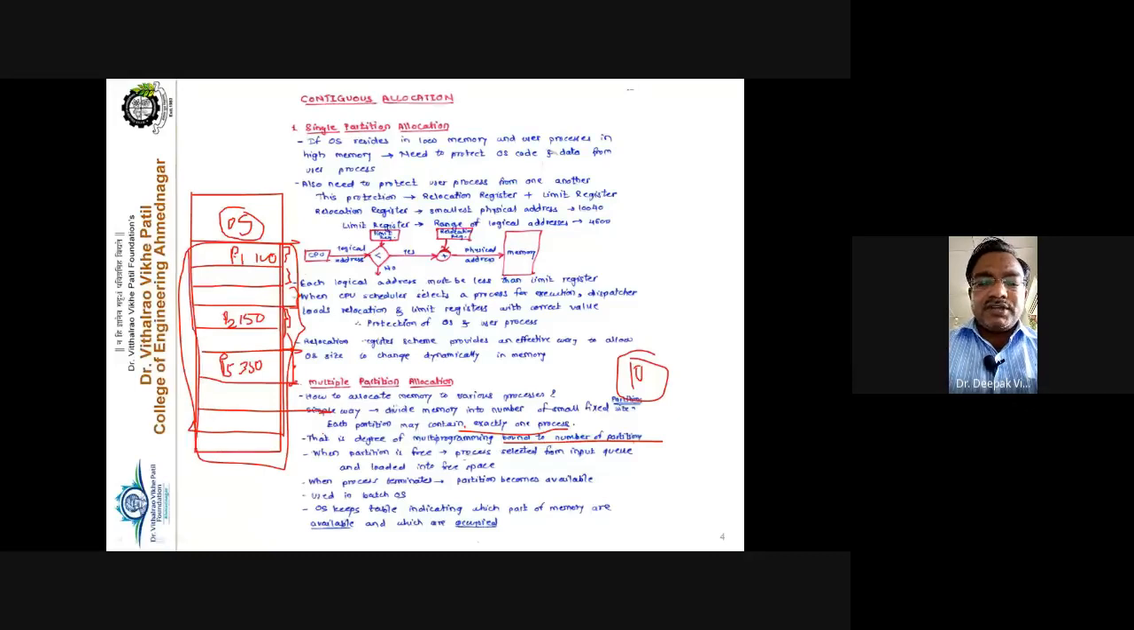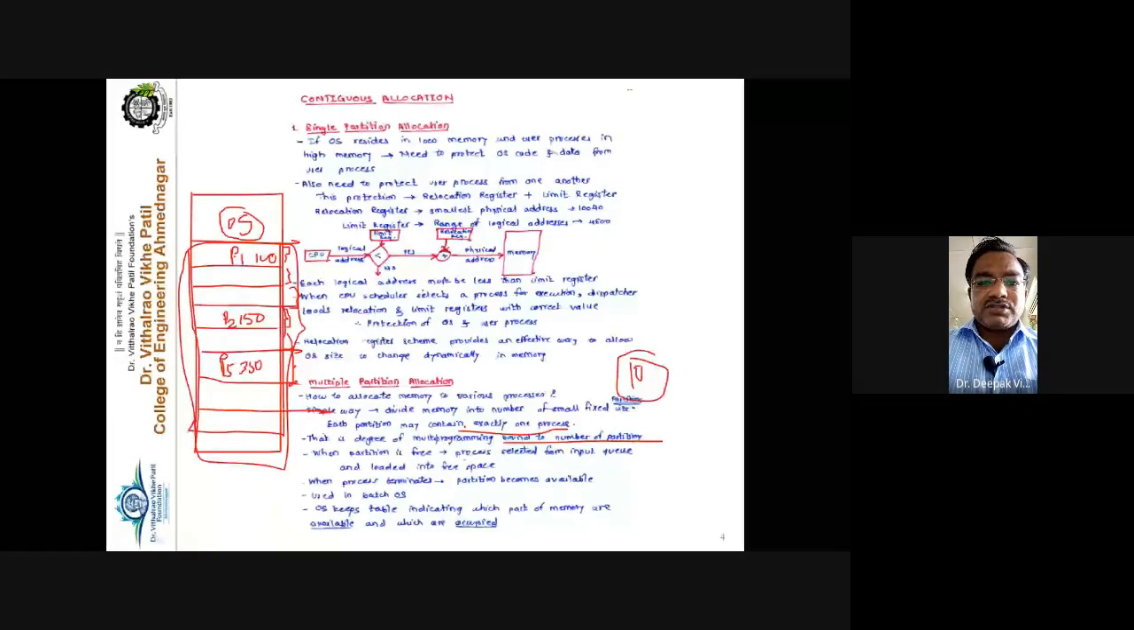Getting my point or not? If there are 10 processes in the system, that means there are 10 different partitions, and each partition contains exactly one process, and these 10 processes are being executed simultaneously or concurrently, right?